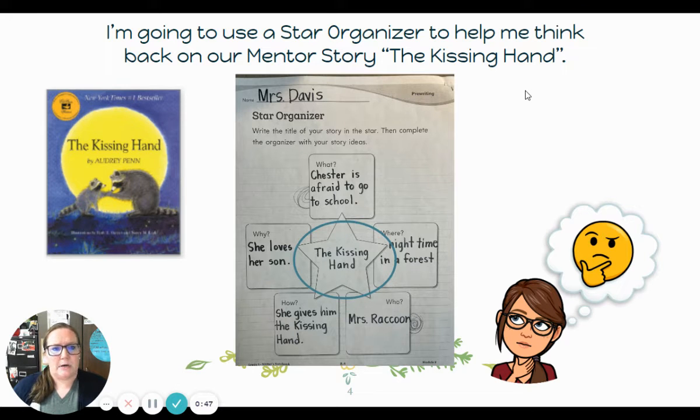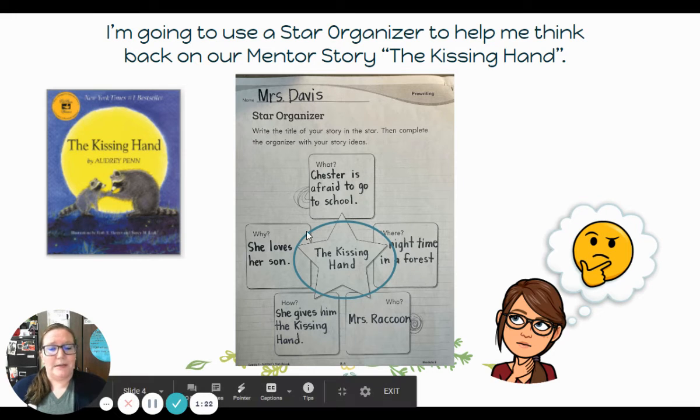All right, friends, I'm going to model for you first using a star organizer. I will be including a copy of this in our slideshow for you if you would like to print one out. You can also make one of your own on a piece of paper. So I'm going to use a star organizer to help me think back on our mentor story from last week of The Kissing Hand. And I'm going to focus on what, where, who, how, and why. We call those our question words. They all tell important elements or parts of our story.